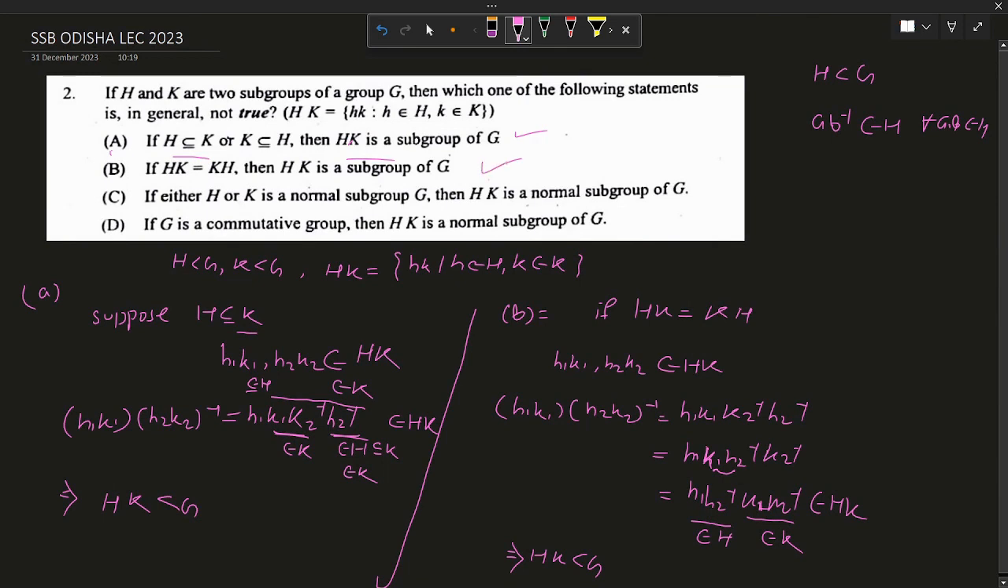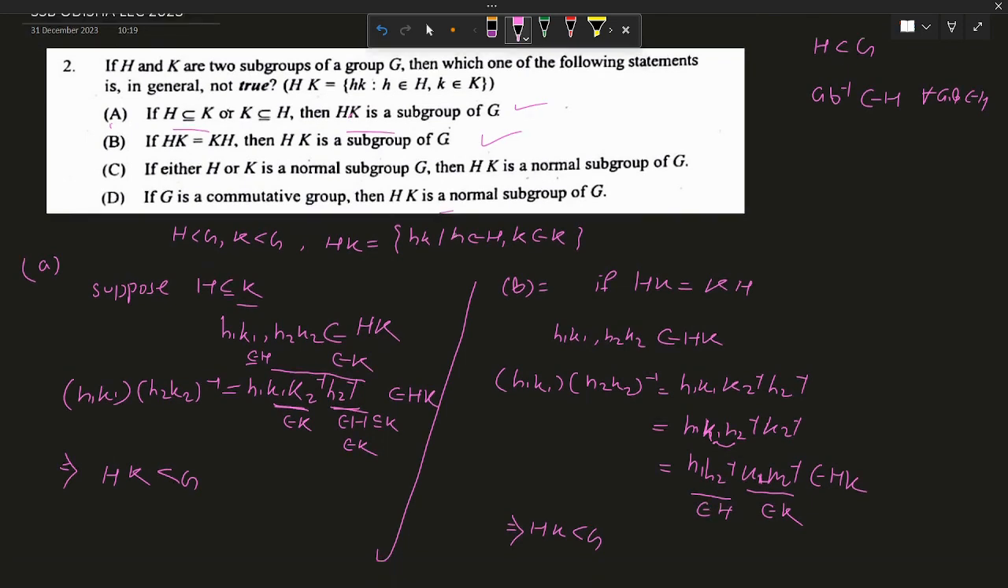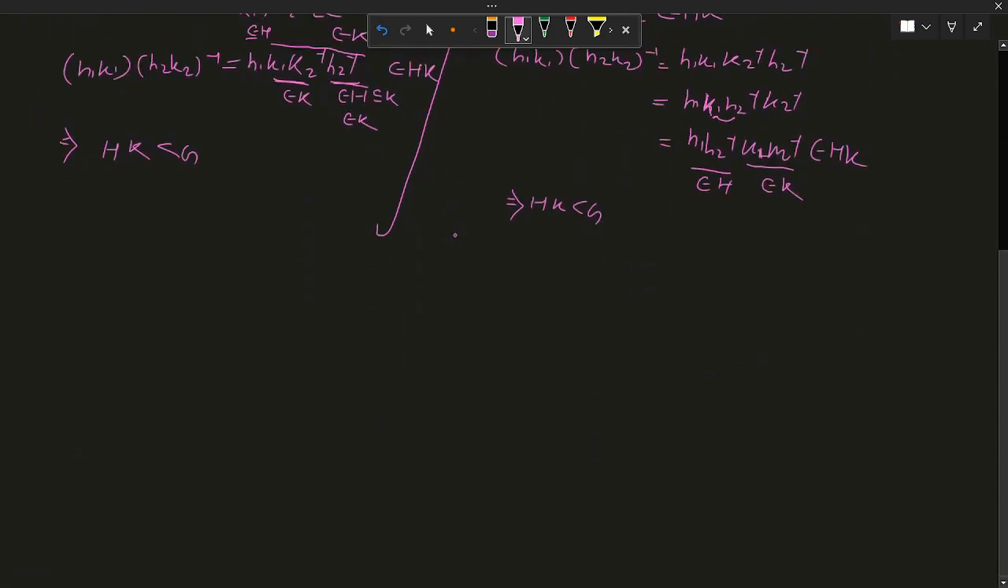Okay, so now let us come to option D. Okay, this one we have to check. If G is a commutative group, then HK is a normal subgroup of G. G is commutative. Commutative means abelian group. Here it is mentioned in option D: G is a commutative group. That means G is abelian. Okay, so abelian means every element commutes, so that is hk equal to kh. Okay, so I think there is no confusion.